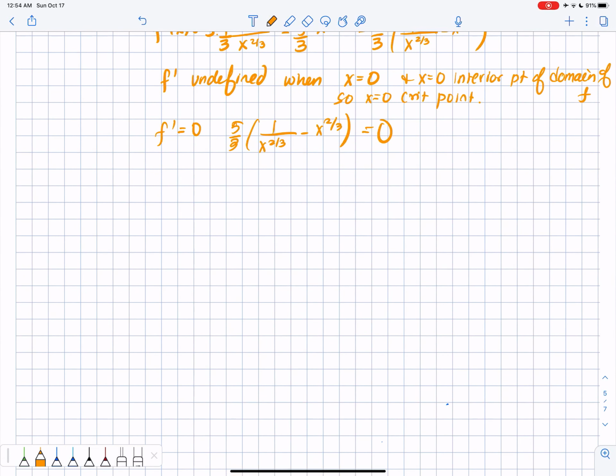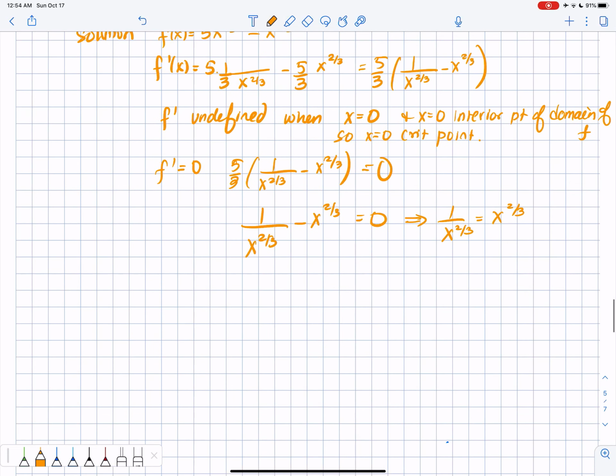Let's take a look. Of course, the 5/3 can just cancel, and you have 1 over x raised to 2/3 minus x raised to 2/3 is 0. So 1 over x raised to 2/3 equals x raised to 2/3. And when x is not 0, x equals 0 is already a critical point.